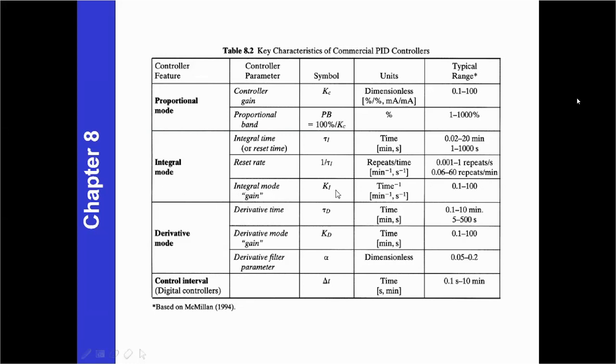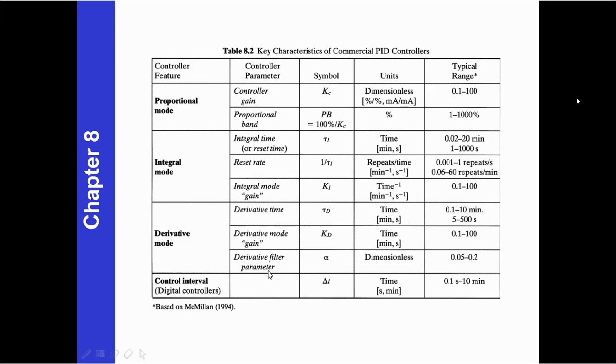And the integral mode gain, AI, in this case, will be 1 over time, so per minute or per second, with a range from 0.1 to 100. Whereas for derivative mode, with the derivative time, it is either in minutes or in seconds. The range is from 0.1 to 10 minutes or 5 to 500 seconds. And for derivative mode gain, Kd will be per minute or per second, from 0.1 to 100.